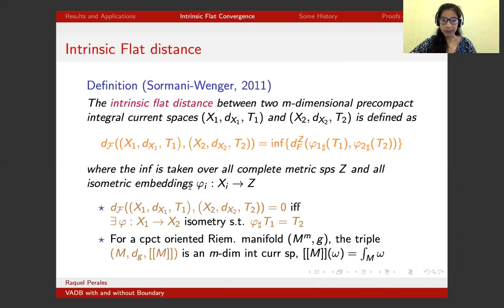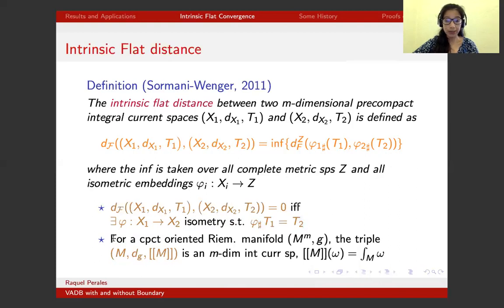So some comments: this distance is not really a distance, you have to be cautious, because two triples like this can have intrinsic flat distance equal to 0 if there exists an isometry between the metric spaces that takes one linear functional to the other one.